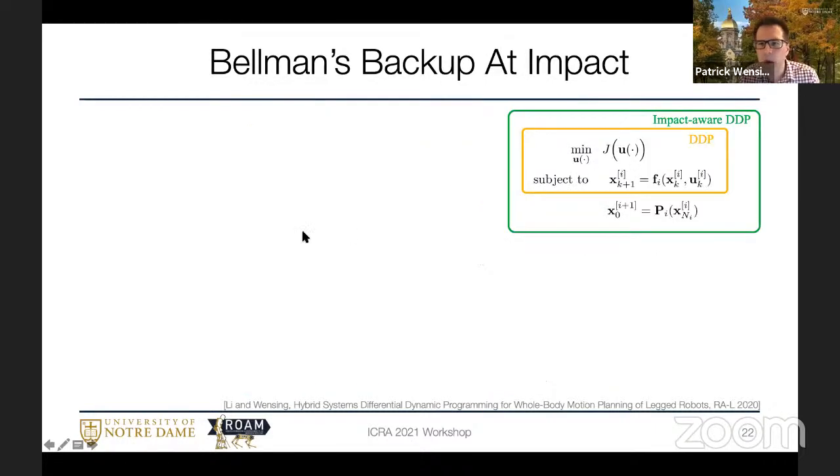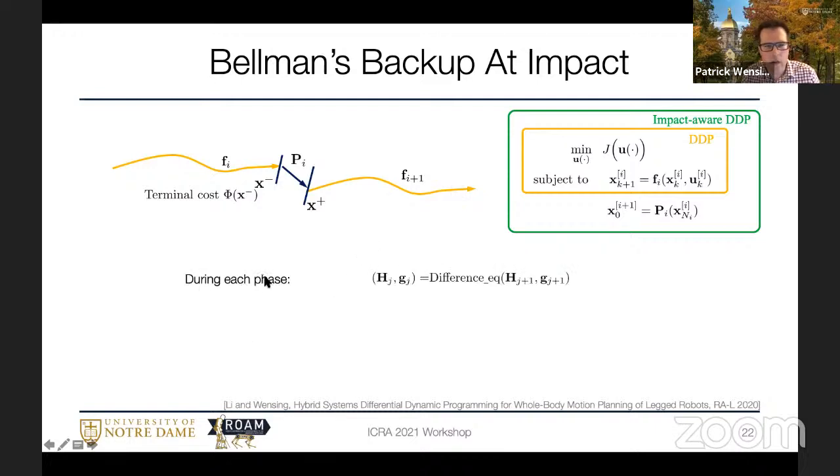In terms of our impact-aware DDP strategy, let's imagine that I've got some continuous dynamics here. We might imagine F_i as some flight dynamics. Then we've got our reset map, and then some stance dynamics. So we know that during each of these continuous phases, we can use the strategy from before in order to understand how the optimal cost to go evolves through time. But the question is, how do we address this impact event? How do we relate the cost to go after impact with the cost to go before the impact?